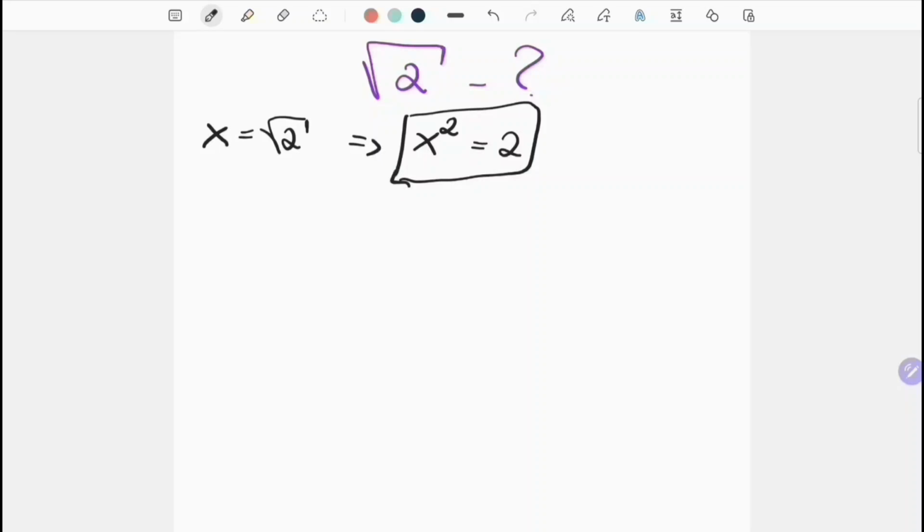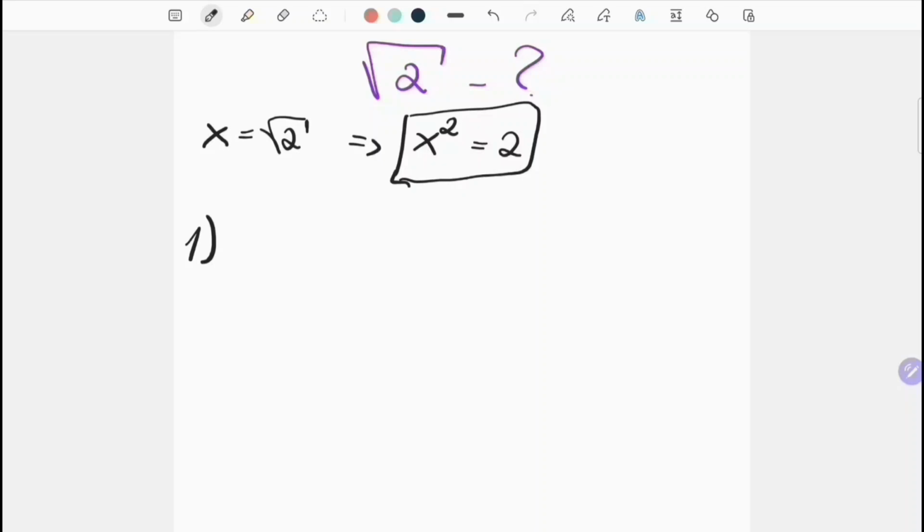Before describing the method that we will use to solve this equation, I would like to pose several questions. The first question is whether this equation has an integer number solution, meaning whether x can be an integer number. This is not possible.